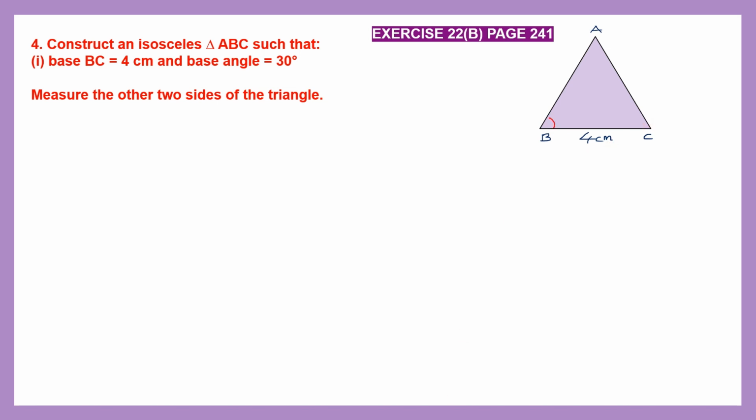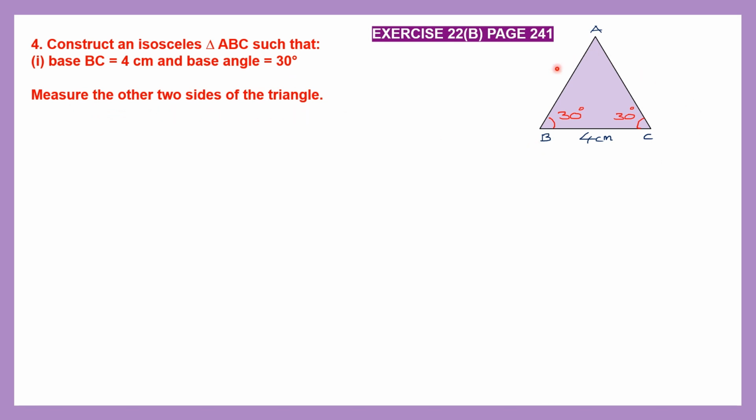So this is one base angle. This is the other base angle. And in an isosceles triangle, the base angles are always equal. So if one is 30 degrees, the other is also 30 degrees. So this is what has been given to us. We've been given the base, we've been given the base angle, and we have to construct a triangle like this. And we also have to measure the other two sides of the triangle.